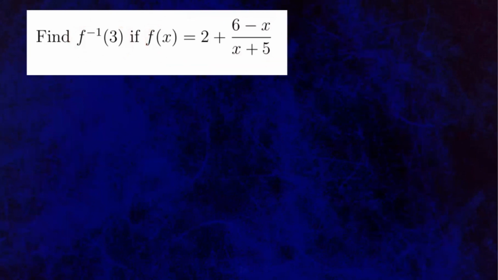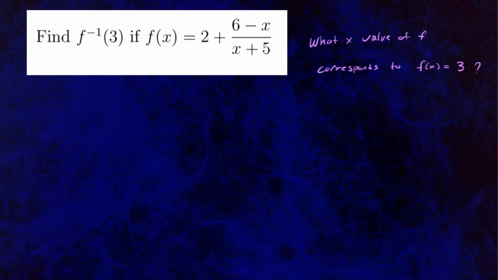Well, what that really means is we want to know what x value of f corresponds to our f of x value to be 3. Because if 3 is the input for the inverse, it's actually the output for the original function f. So that's what we're going to do. We're going to set f of x equal to 3 and solve for x.